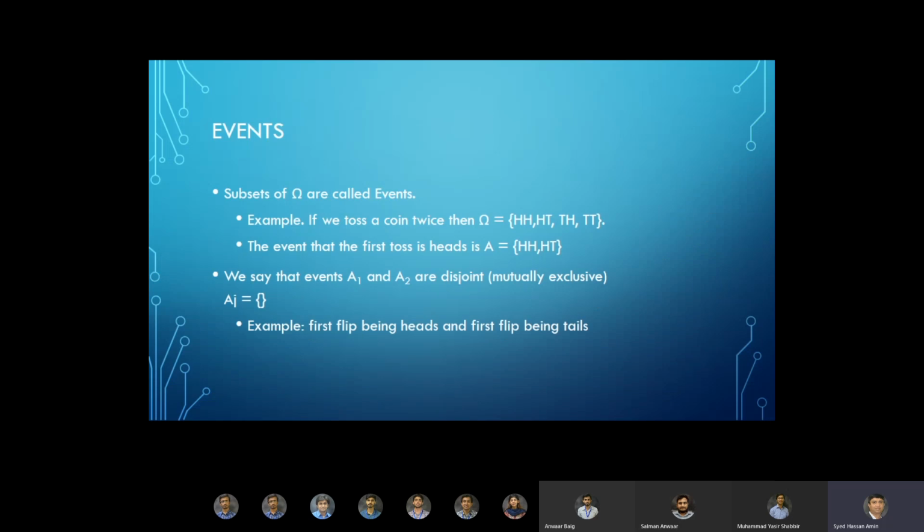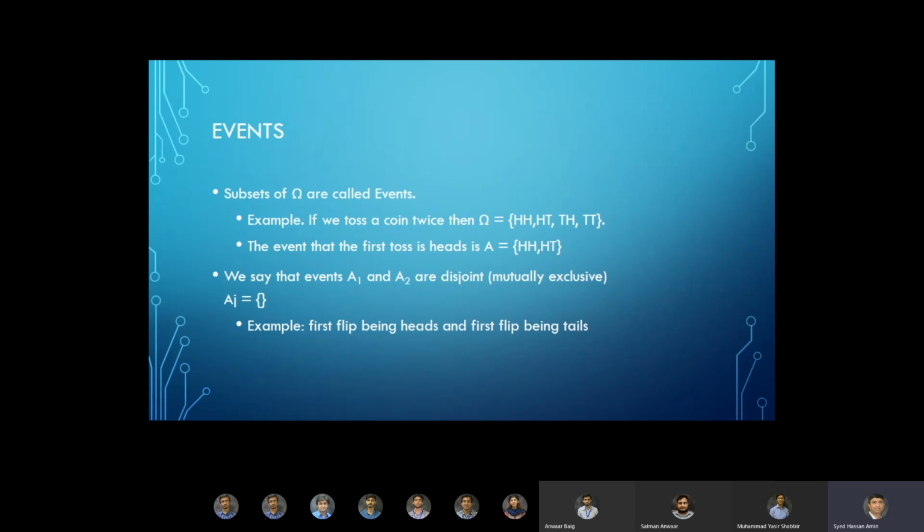So let's look at that a bit further. There is another concept which is called events. Subsets of omega are called events. So you conducted an experiment. For example, if we toss a coin twice, then omega is equal to {HH, HT, TH, TT}. So this is your sample space omega.